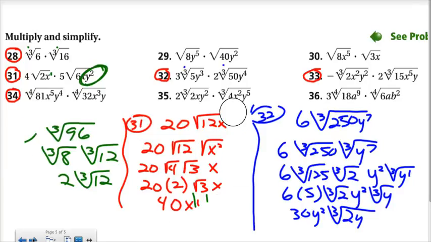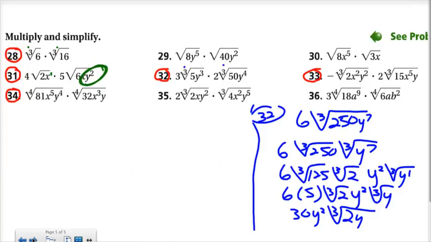Let me erase some space here and go after number 33. So I check on this one and I see that both the indices there are cubes, cubed roots. So I'm going to go ahead and multiply the negative times the 2 and then multiply everything underneath that cubed root symbol. Well, 2 times 15 is 30.